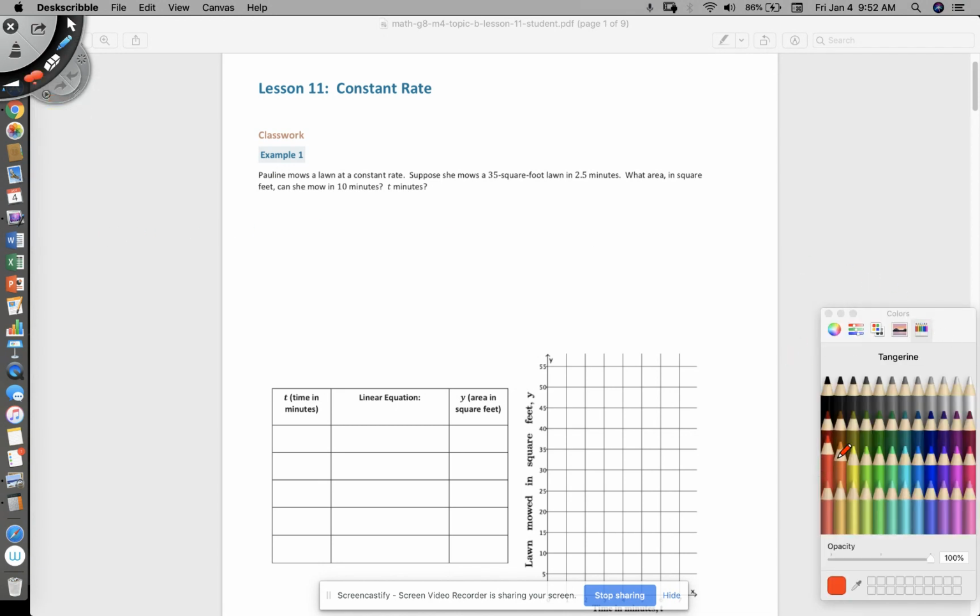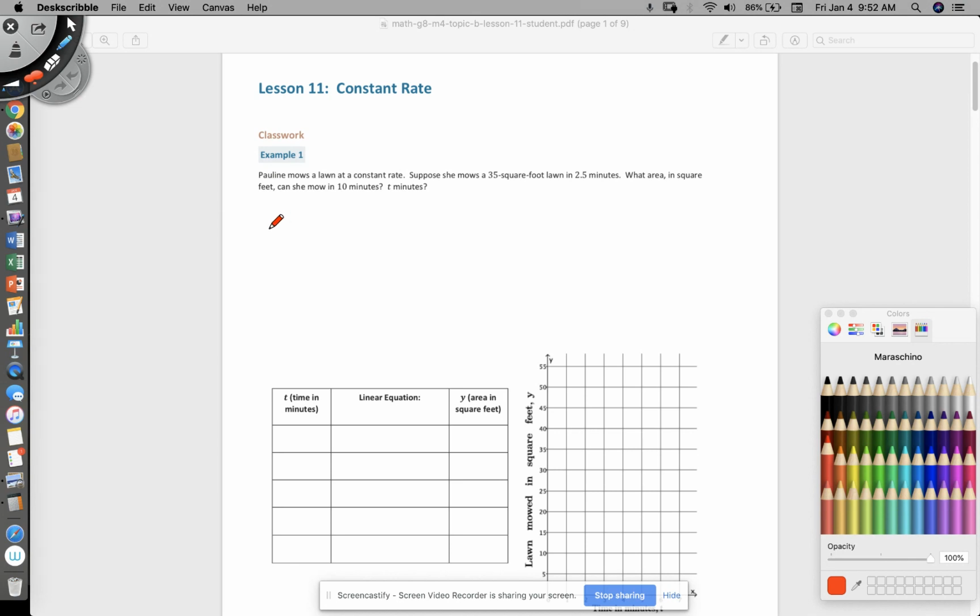So let's get started. Pauline mows a lawn at a constant rate. Suppose she mows a 35 square foot lawn in 2.5 minutes. What area in square feet can she mow in 10 minutes? And we're going to use T for minutes.